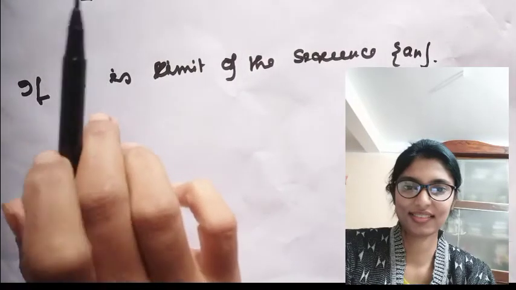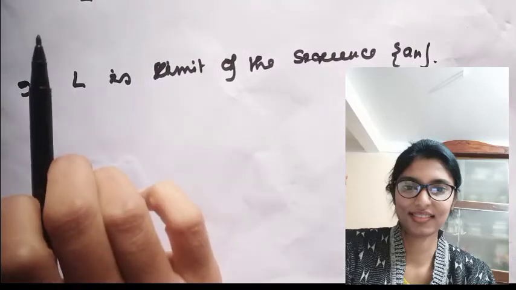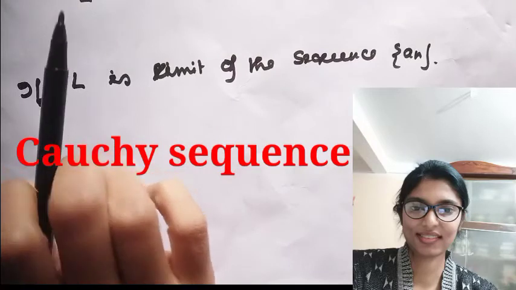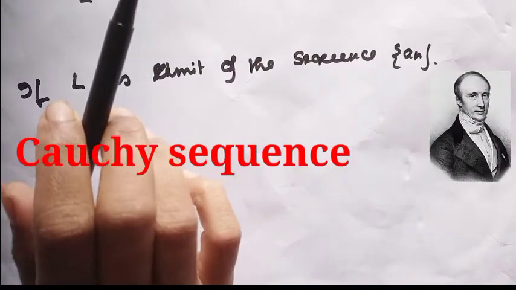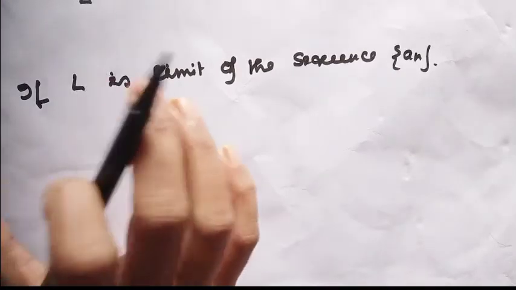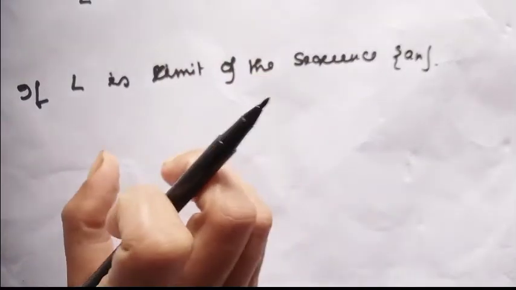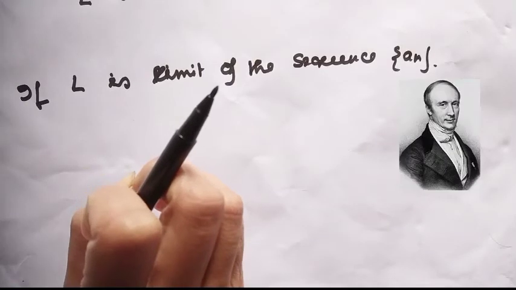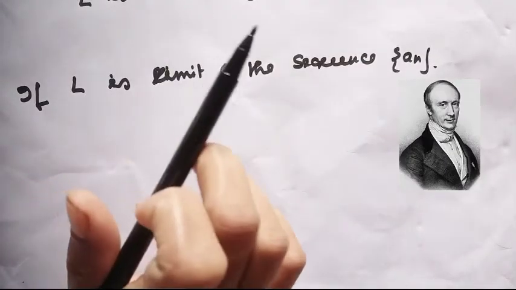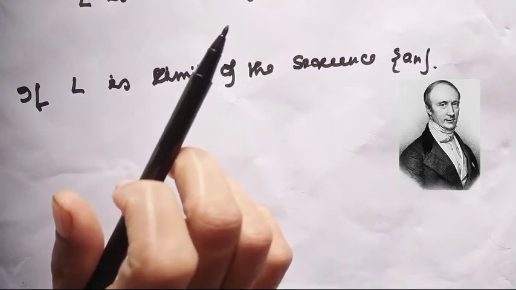Let us call this sequence by a new name. a_n is called a Cauchy sequence. Cauchy was a mathematician. If the values of the sequence are eventually all very close to each other, then the sequence is called a Cauchy sequence. Okay?